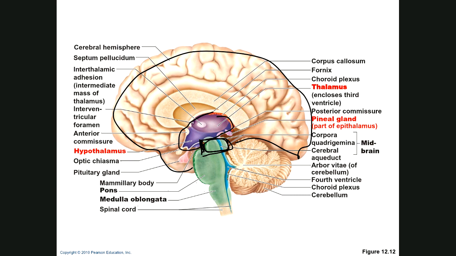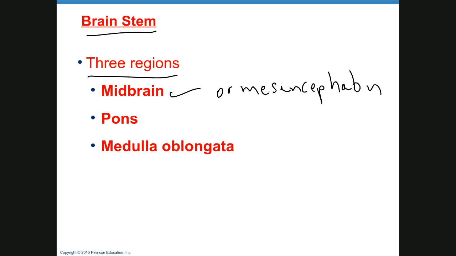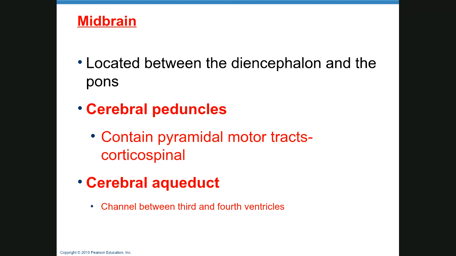So let's go over the functions of the mesencephalon or midbrain. The mesencephalon or midbrain is part of the brainstem. Remember from previous PowerPoints, the brainstem consists of three regions: the midbrain or mesencephalon, you should remember it has two names, the pons, and the medulla oblongata. The midbrain has several structures that are important to remember. We're going to look at it from the anterior view first.